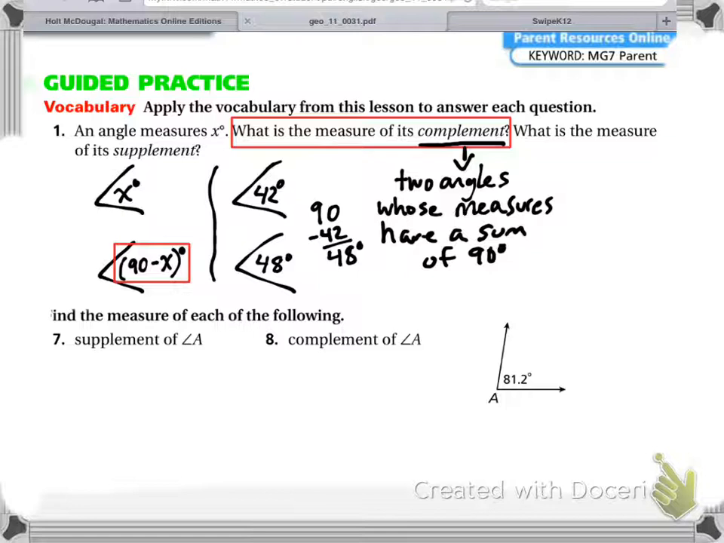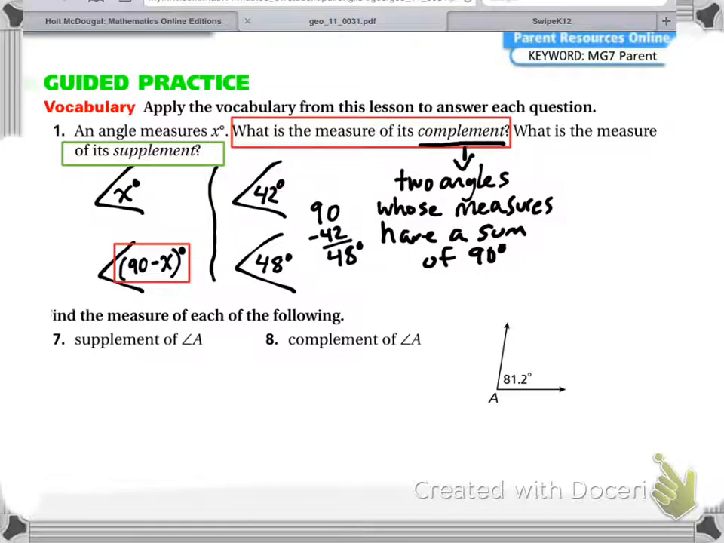What is the measure of its supplement? Okay, so same process here. I don't want to give it away, but instead of adding up to 90 degrees, they should add up to 180 degrees if they're supplements. So this is a review of what complement and supplement is, and how we find the complement and how we find the supplement. We just subtract from the total. Okay?